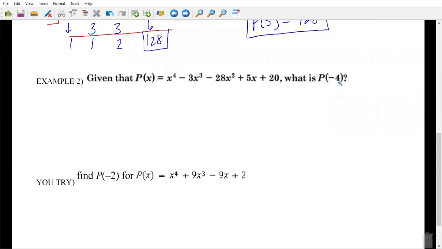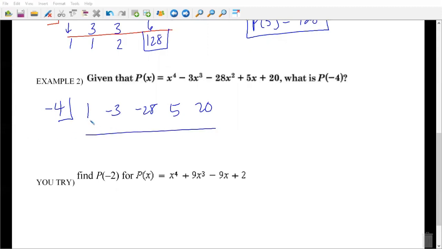So we have p of negative 4. Again, traditionally, I could plug in for x a negative 4 and evaluate. But we're going to use synthetic division. List out my coefficients, 1, negative 3, negative 28, 5, and 20. Bring down 1. Negative 4 times 1 is negative 4. Negative 3 and negative 4 make negative 7. Negative 4 times negative 7 is 28.